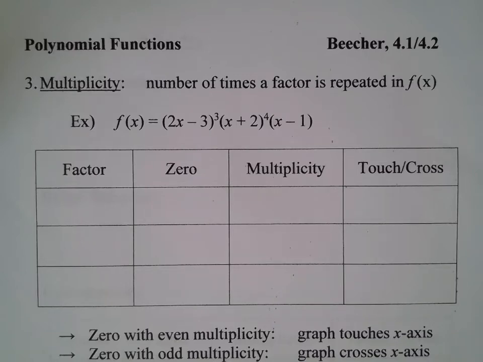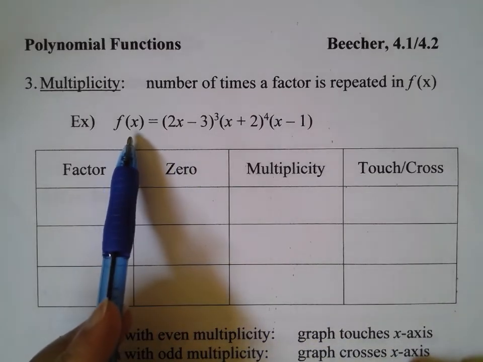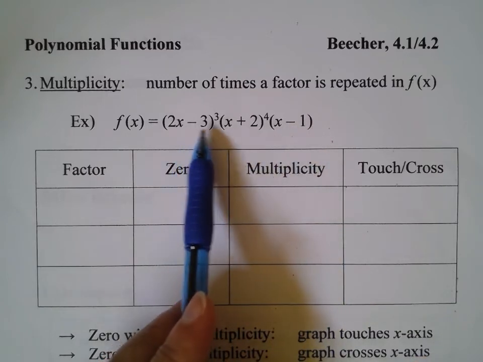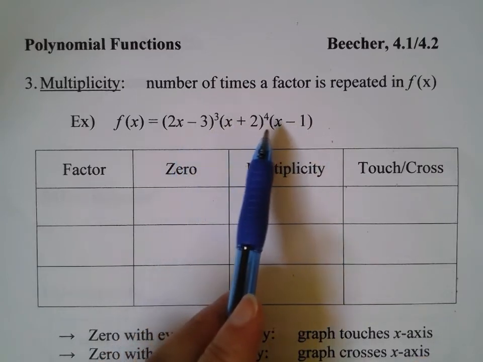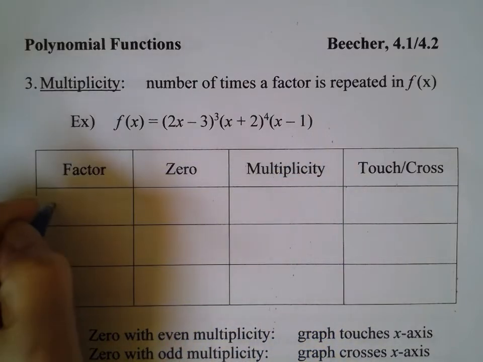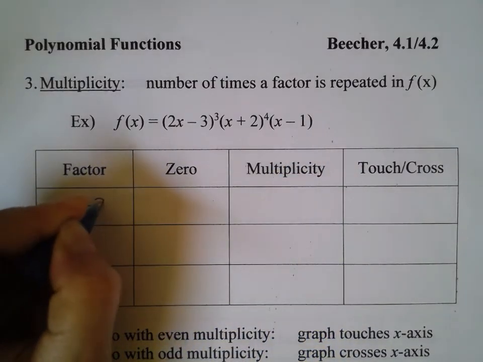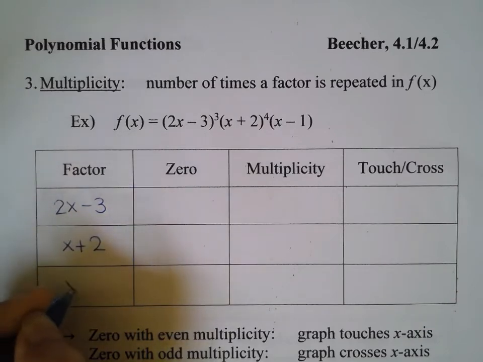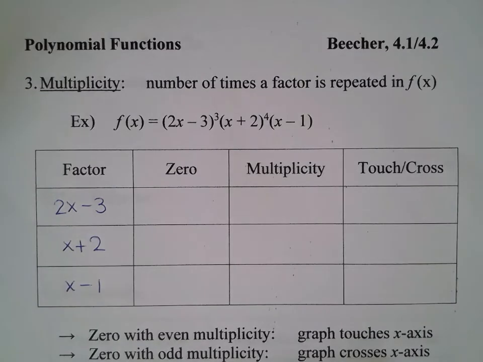Okay, so the multiplicity is the number of times that a factor is repeated in our function f of x. Here's an example where we have a function that's already factored for us. Each of these three parentheses, because they're multiplied together to make the function, are called factors. So we have a factor of 2x minus 3, a factor of x plus 2, and a factor of x minus 1.